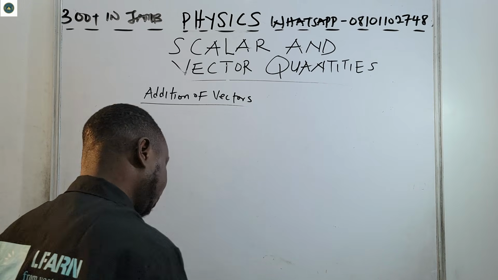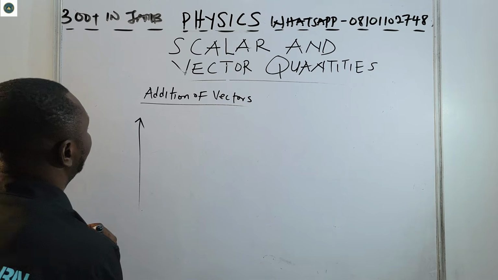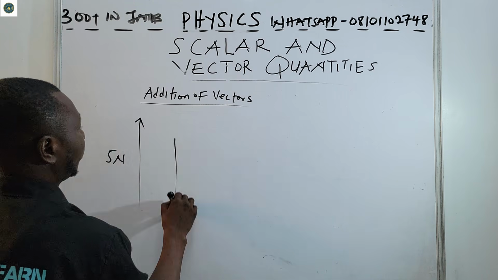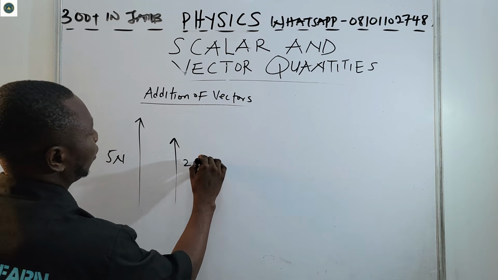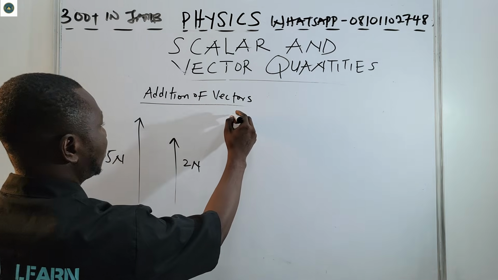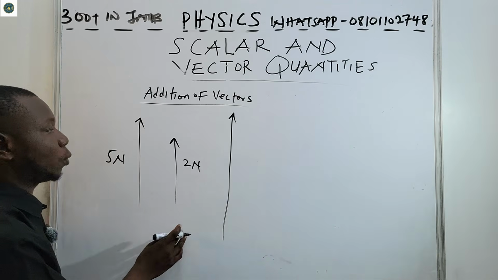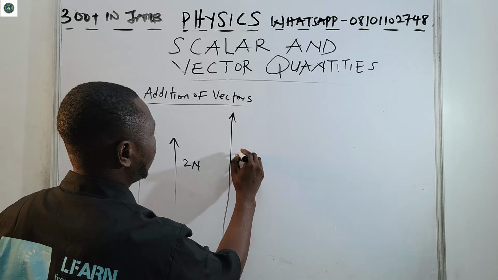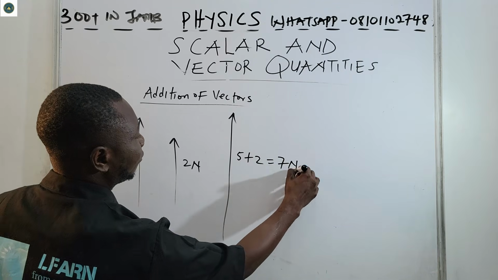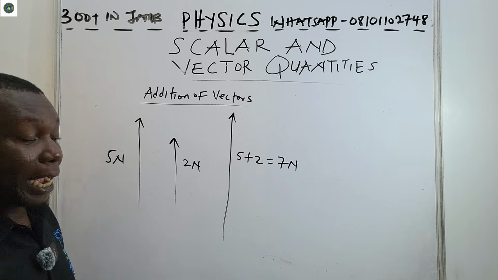Let's assume we have something in this form. A force of 5 Newton. Then another force of 2 Newton. We need to add these forces. So that means if we are to add, they are moving in the same direction, so we add. So this will give us 5 plus 2. We have 7 Newton, because they are moving in the same direction.